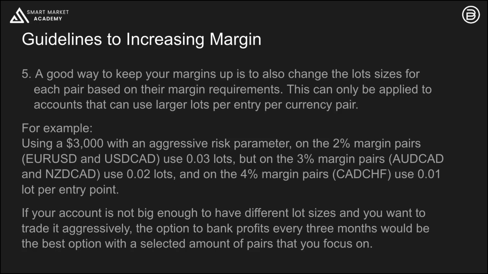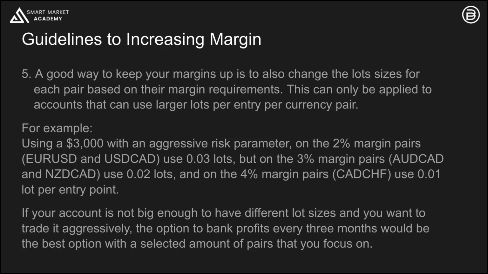But then the other pairs, like the Aussie CAD and New Zealand CAD, that have a 3% margin, you can use 2 microlots for that. And then for the pair that's traded with the 4% margin, which is the CAD Swiss, go ahead and just use 1 microlot for every entry point. That's a way to adjust your margin levels so that you don't over leverage, and allow yourselves to trade the pairs that have lower margin more aggressively, but those that have higher margin a little bit more conservatively.